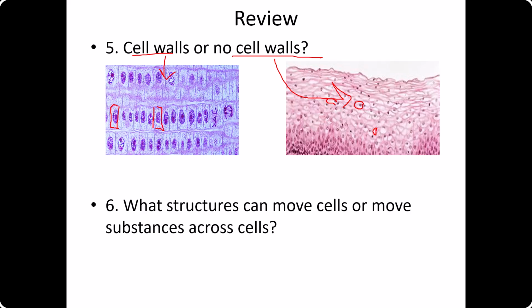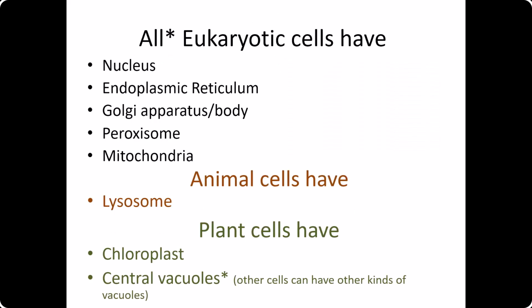What cell structures move cells or move substances across cells? That would be cilia and flagella. So then the next part, we've got things that all eukaryotic cells have, then things that animal cells can have, and things that plant cells can have. I put a little scare asterisk on this "all" here because some eukaryotic cells are highly specialized and lose organelles as they differentiate further. So we would expect a typical eukaryotic cell to have a nucleus, endoplasmic reticulum, and Golgi body or Golgi apparatus, peroxisomes, and mitochondria. Then animal cells can have lysosomes, and plant cells can have chloroplasts and central vacuoles.